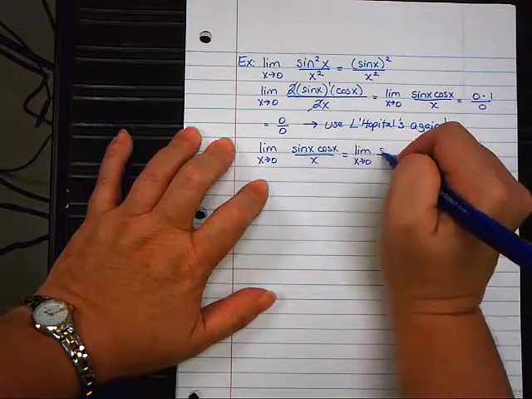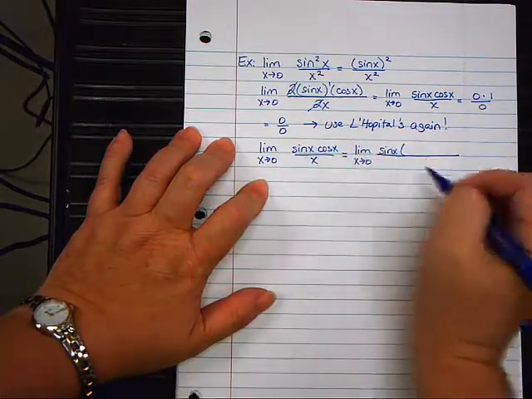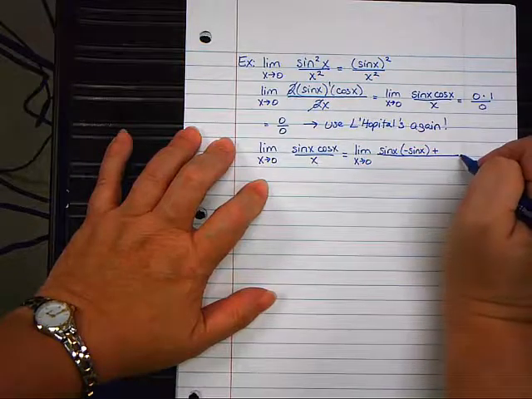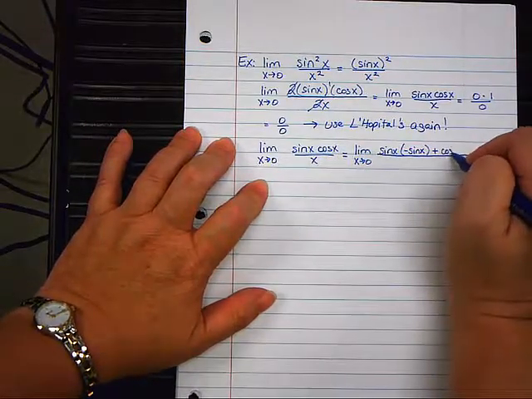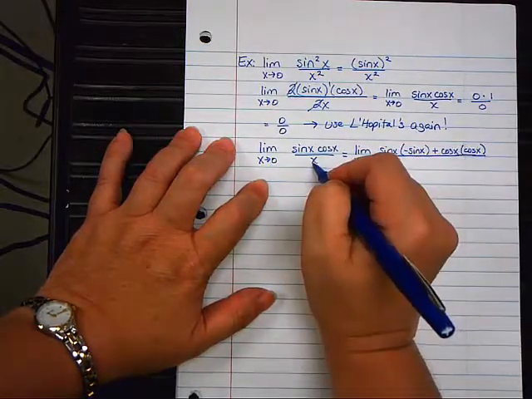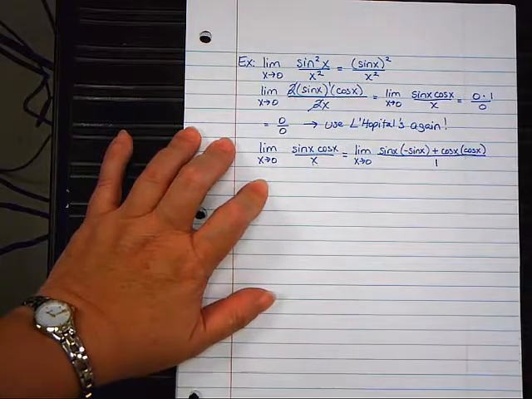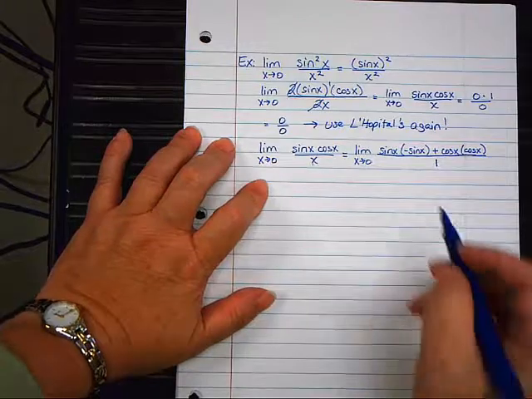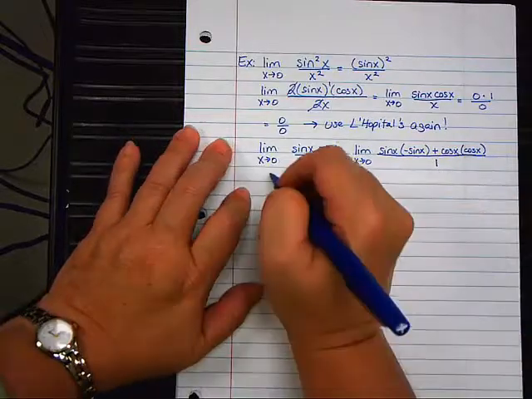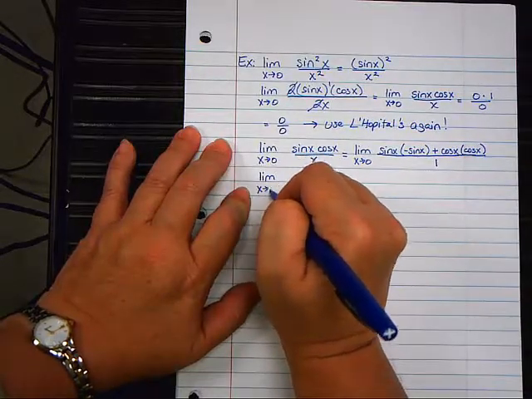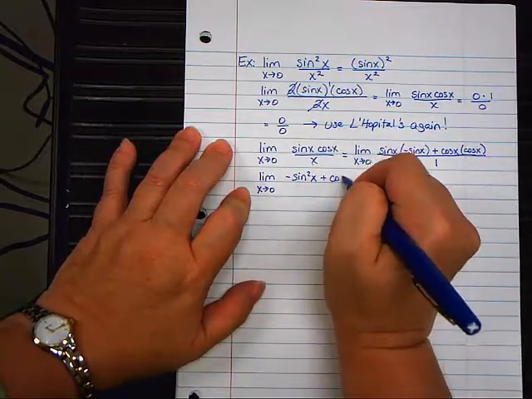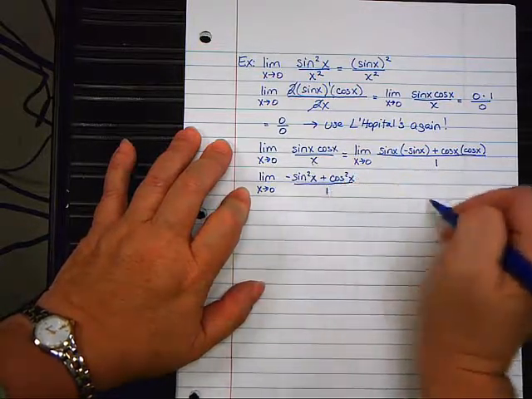So we copy 1, sine of x, times d2. Derivative of cosine is negative sine of x. Plus, some of you are starting to write minus there, 2 cosine of x times d1, which is cosine of x again, over the derivative of the denominator, which is 1. Okay, so we did 1 d2 plus 2 d1 all over 1. So let's clean this up a little bit. Limit as x approaches 0 of negative sine squared x plus cosine squared x over 1.